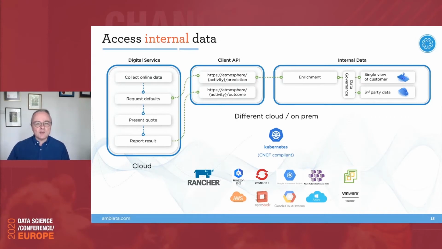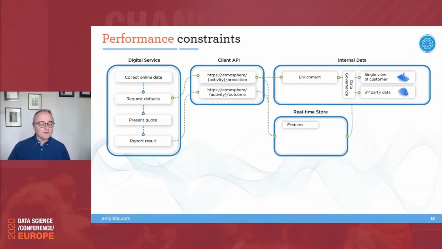Now, internal data services typically aren't performant enough to do real-time decisioning. So we have a real-time data store that essentially keeps the data that's required for real-time response. It also saves all the outputs of the system, such as the features we use for machine learning and the outcomes we get across the outcome API, so that we can learn from that in real time.